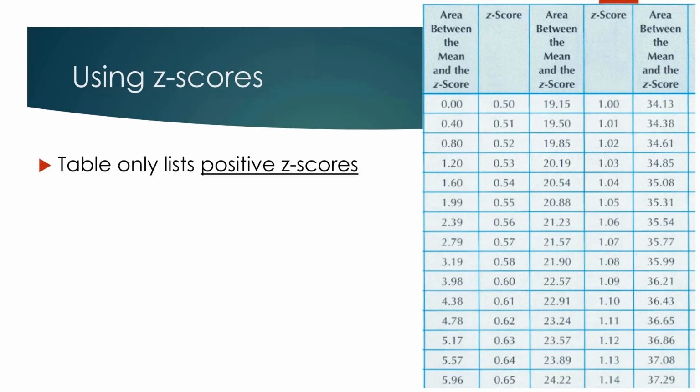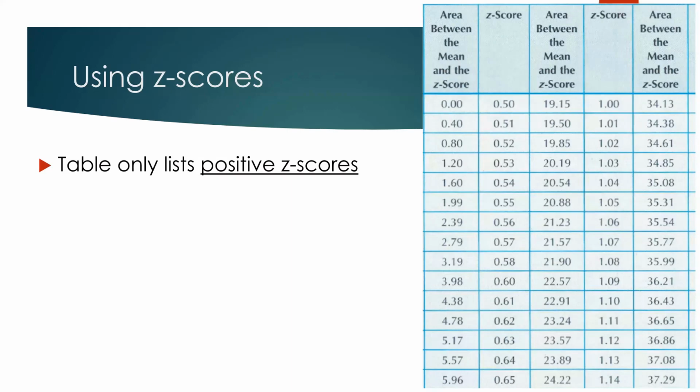Now, the reason for this is because on a normal distribution, the negative side is symmetrical with the right side. A z-score of positive 0.50 is symmetrical with a z-score of negative 0.50. The distance from the mean to 0.50 is the same as the distance from the mean to negative 0.50. So they're going to have the same percentage of data between the mean and the z-score.